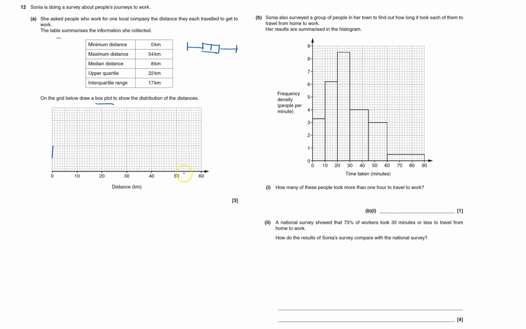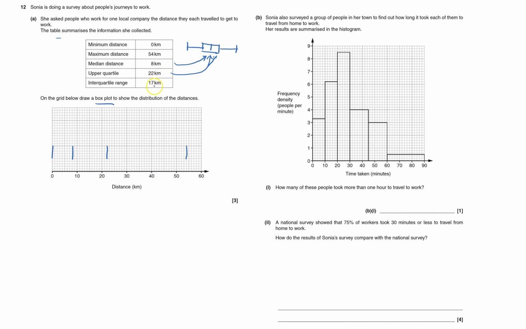Maximum 54, just check the scale as always. 54 is there, so I've done those two. Median distance, that's the middle one there, like so. That's 8, it's quite low down. And then upper quartile, that's this one here, top of the box, is 22.